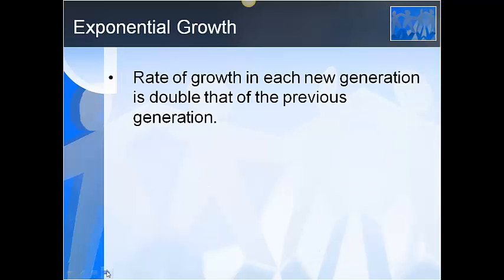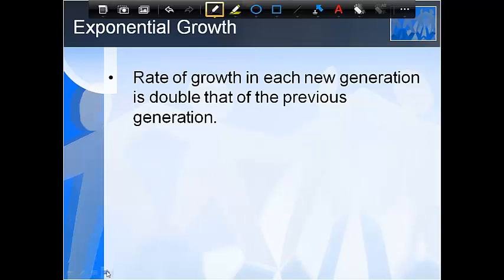Alright, the first type of population growth is called exponential growth. Write this heading and an abbreviated definition. Exponential growth is a type of population growth in which each new generation is double that of the previous generation. So each new generation doubles that of the previous. Basically the population is growing faster and faster and faster, with an unlimited increasing rate of growth.